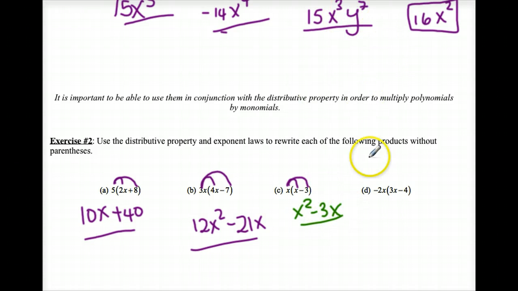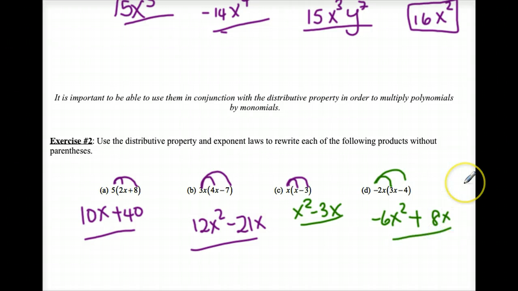That's it. And then the last one, every term: negative 2x times 3x will give me negative 6x squared plus 8x. Why is it plus? Negative 2x times negative 4. Negative times negative is a positive 8x. There you go.